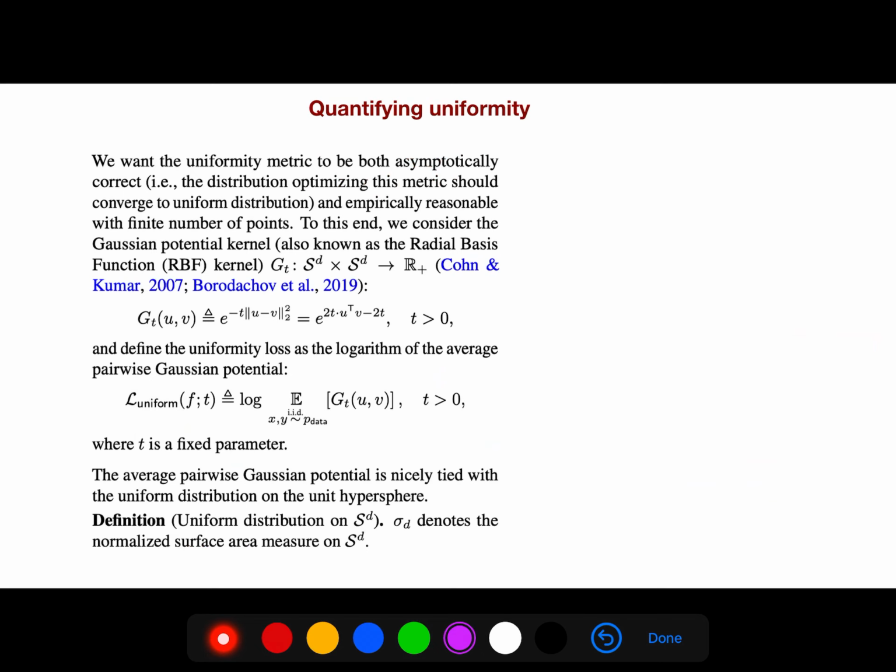We want the uniformity metric to be both asymptotically correct and empirically reasonable with a finite number of points. To this end, we consider the Gaussian potential kernel and define the uniformity loss as the logarithm of the average pairwise Gaussian potential, because this G is just the Gaussian potential kernel.